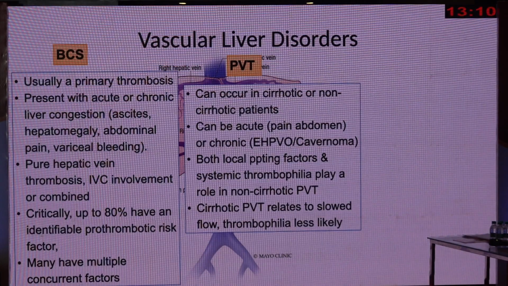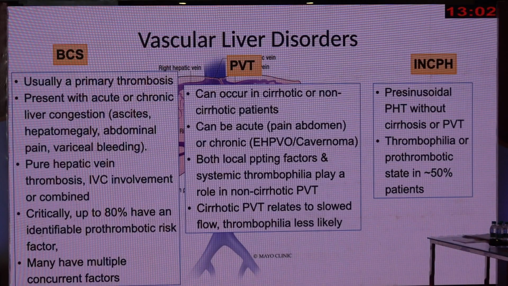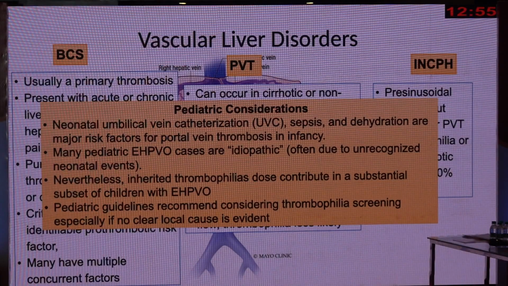Cirrhotic PVT is usually because of slow flow. Thrombophilia is less likely. Idiopathic non-cirrhotic portal hypertension is a pre-sinusoidal kind of portal hypertension. Thrombophilic disorders are present in around 50% of these patients. Among the pediatric population, neonatal umbilical vein catheterization, sepsis, and dehydration are the major risk factors for portal vein thrombosis in infancy. Many pediatric EHPVO patients are idiopathic, but many of them do have underlying thrombophilic disorders. So pediatric guidelines usually recommend testing for thrombophilia in this group of patients.